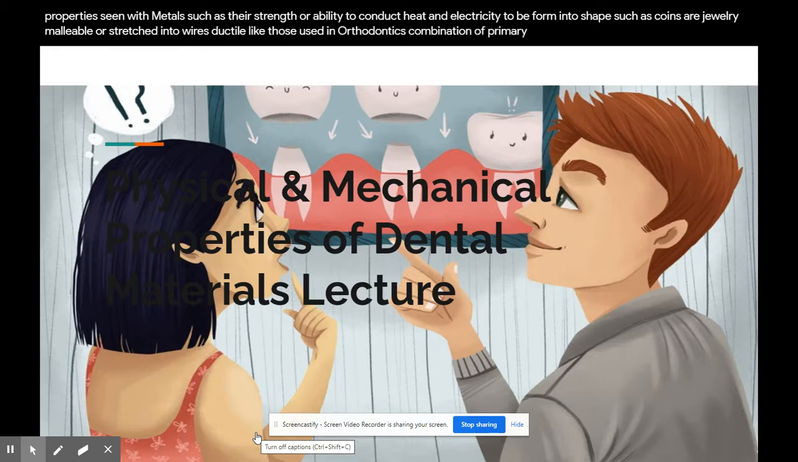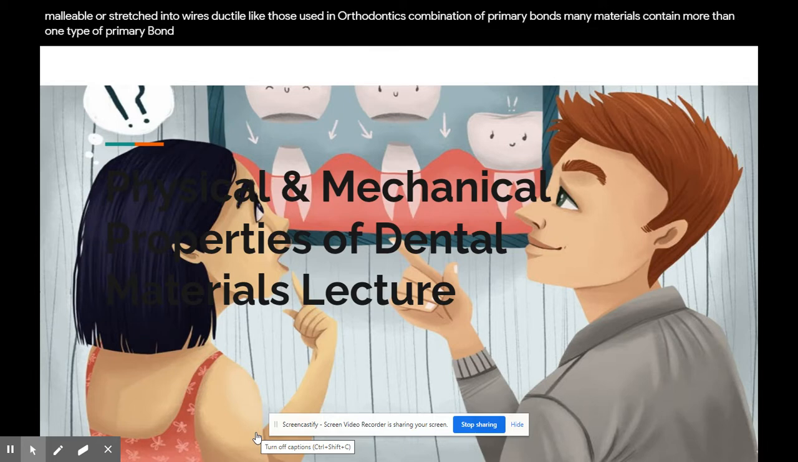Combination of primary bonds. Many materials contain more than one type of primary bond. Secondary bonds. Secondary bonds, broadly called van der Waals forces, are very different than primary bonds. Unlike primary bonds, no transferring or sharing of electrons occurs.